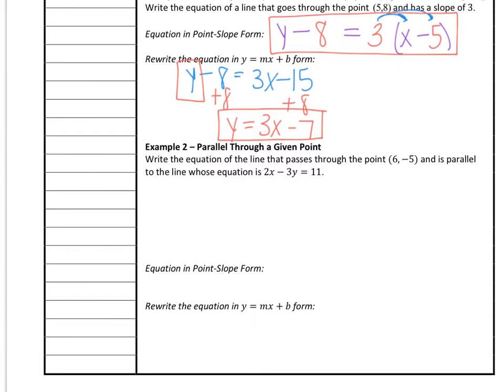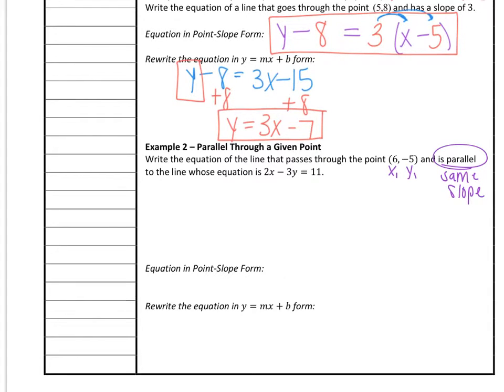So we've got this equation. We need to write an equation that passes through the point 6, negative 5. So we're going to label x1, y1, and it is parallel. Circle it and write yourself a note: remember, parallel lines have the same slope. Parallel to the line whose equation is 2x minus 3y equals 11.